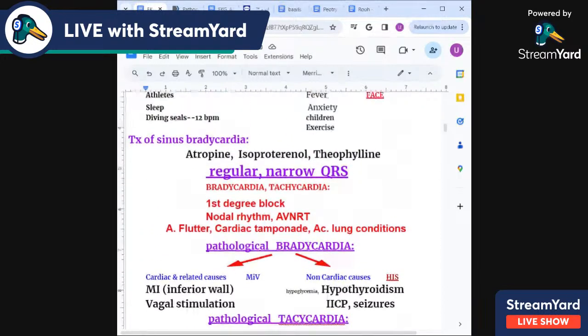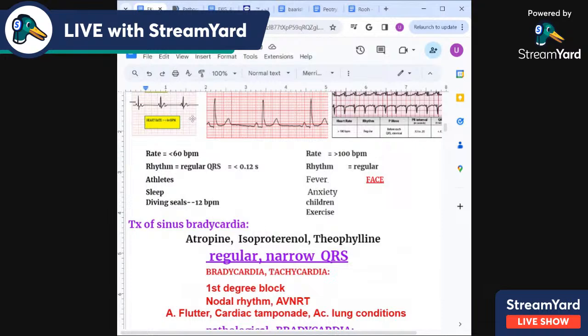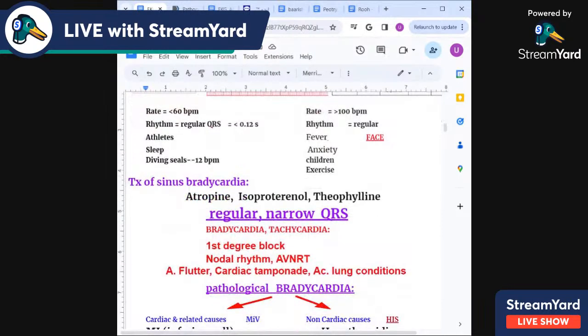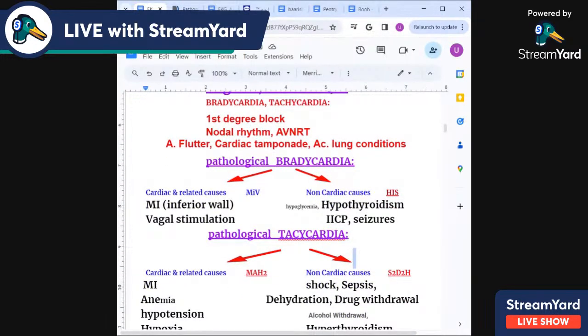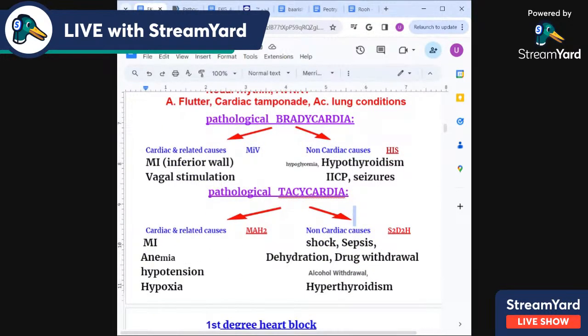We did the physiological bradycardia, where the rate was slow and the rhythm was regular, and was due to that which occurs in athletes and during sleep. Well, this pathological bradycardia is divided into two: cardiac causes and non-cardiac causes. The cardiac causes mnemonic is MV: myocardial infarction, especially inferior wall MI, may cause pathological bradycardia. Although MI causes stress and tachycardia, inferior MI is the one that causes bradycardia.